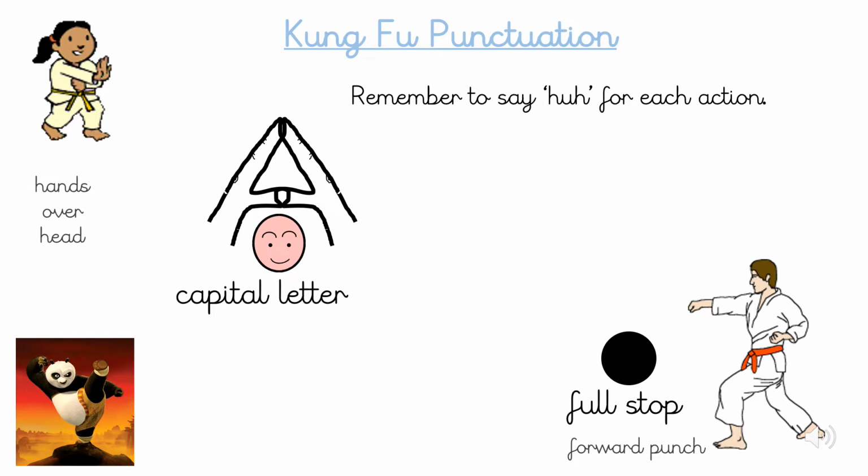So whenever you see a capital letter, put your hands over your head like on the screen and say hi-ya for each action. Whenever you see a full stop, you do a forward punch, obviously making sure you're being careful and no one's in front of you. And again, you say hi-ya for each action. So test that out now. Put your hands over your head for the capital letter, making sure you're also saying hiya. And then have a go again at doing the forward punch for the full stop.